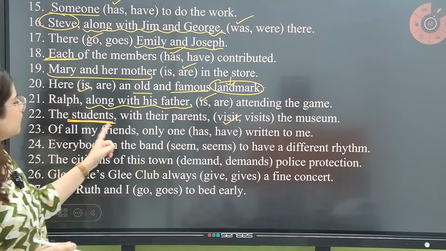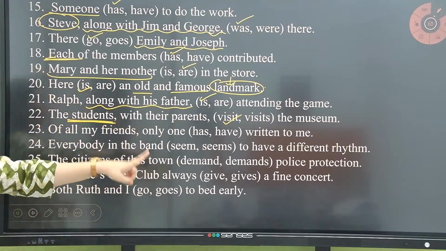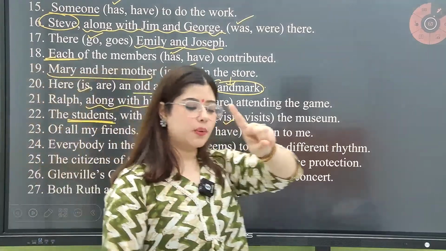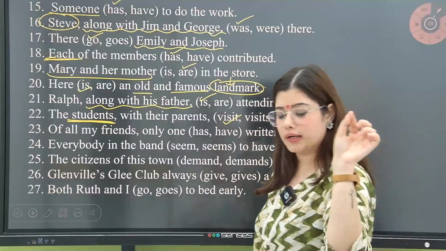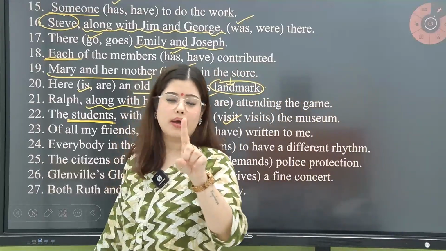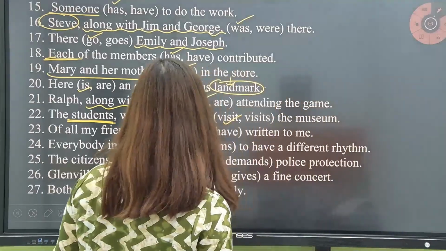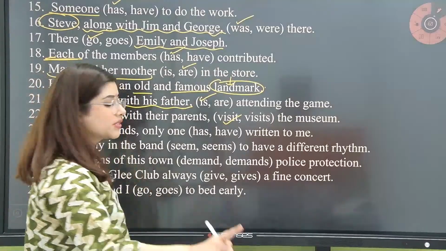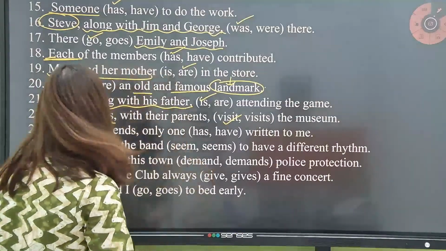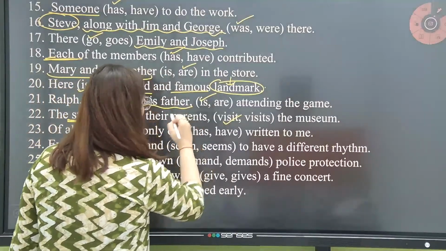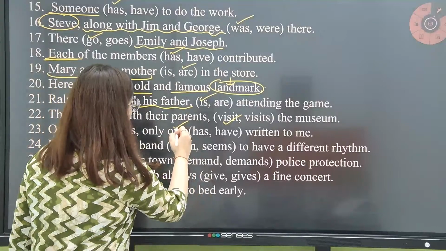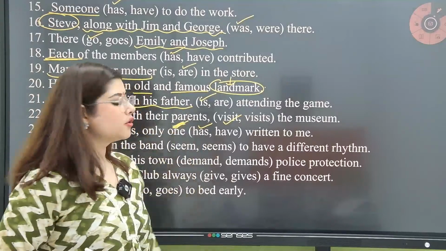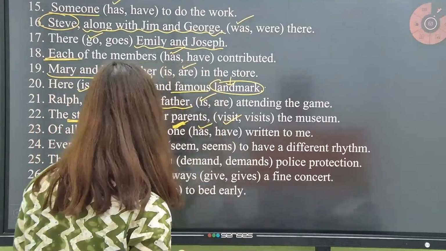Of all my friends, only one. Only one. So we are talking about just one person. We are talking about one singular person. So only one will use a singular verb form. Of all my friends, only one has written to me.